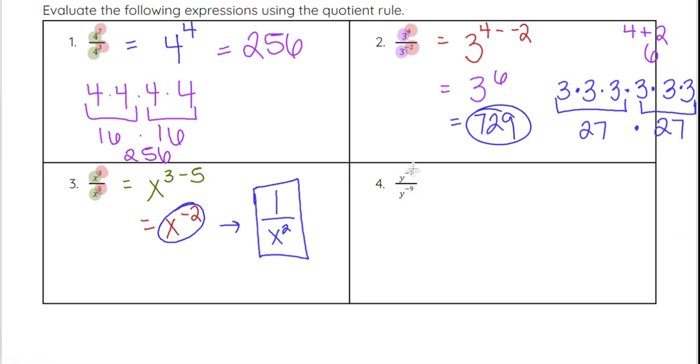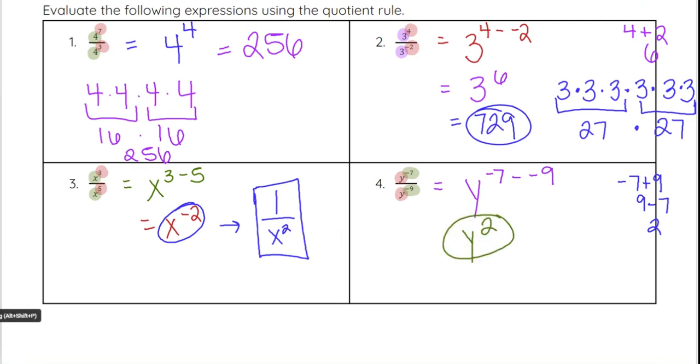And then number 4, we have y to the negative 7th over y to the negative 9th. So this time we have two negative exponents, but we do still see that the bases are the same. So we can go ahead and take those exponents and subtract the top minus the bottom. So the base will remain y. The top is negative 7 minus the bottom of negative 9. Negative 7 minus negative 9 is the same as negative 7 plus 9. Really, negative 7 plus 9 is the same as 9 minus 7. So that's going to be 2. Once you have that, then we have y to the 2nd power. It's already a positive exponent, so that would be your final answer.